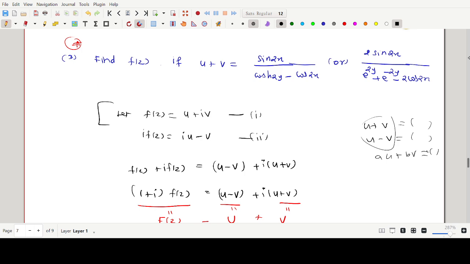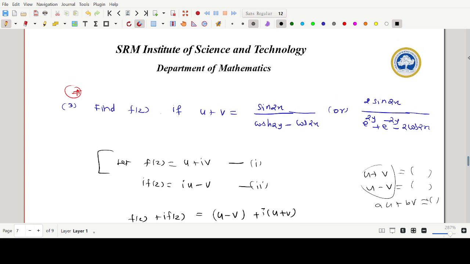It is very easy. We should do some conversion. By the method we will get the solution. So I'll do one problem. For example, this is most of the time a repetition question. Find the analytic function f of z. The sum u plus v is given as sine 2x divided by cos h 2y minus cos 2x. Some textbooks give it in this form. Otherwise, the same thing I can simplify.